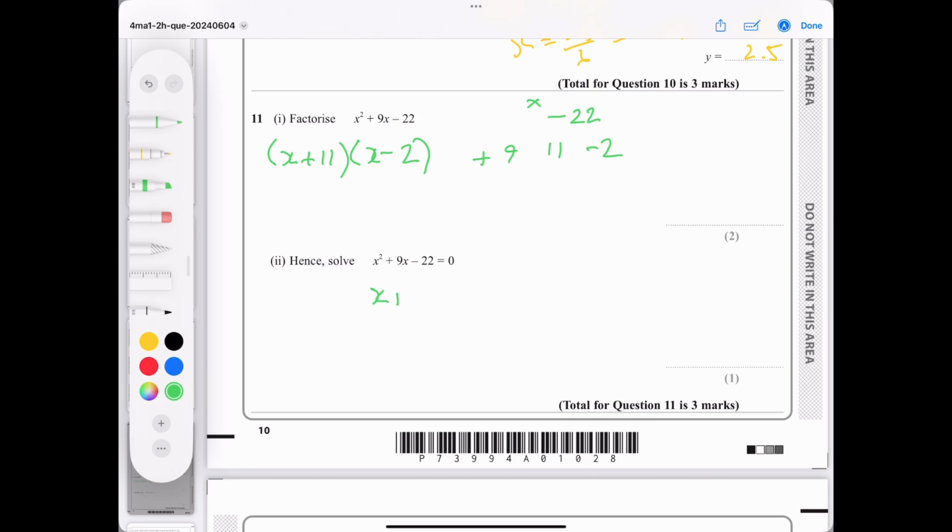So we say x plus 11 equals 0. Take 11 off both sides, and that means x equals negative 11. And x minus 2 equals 0, so add 2 onto both sides, so x equals 2. So those are your answers, 2 and minus 11.